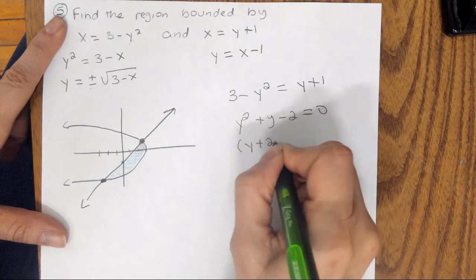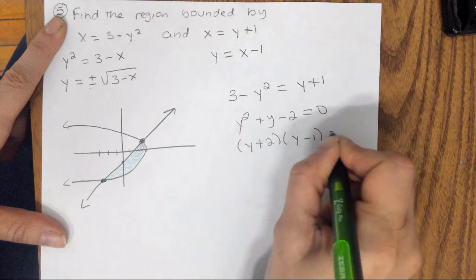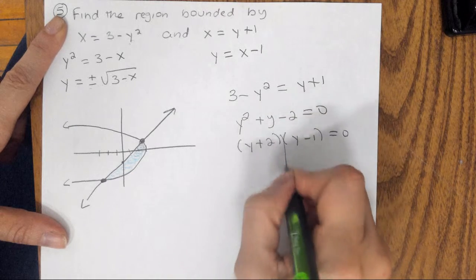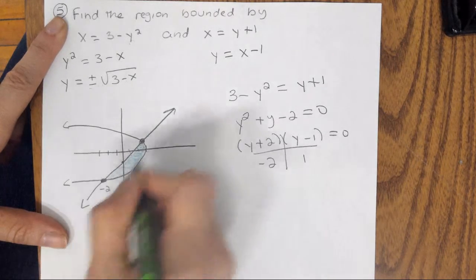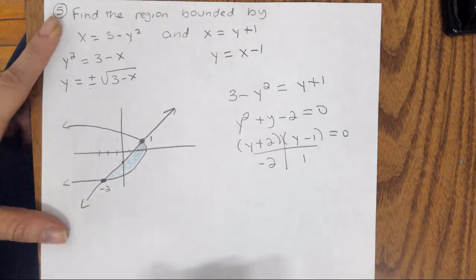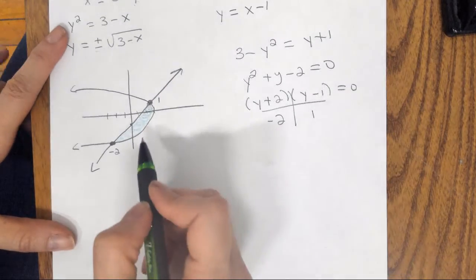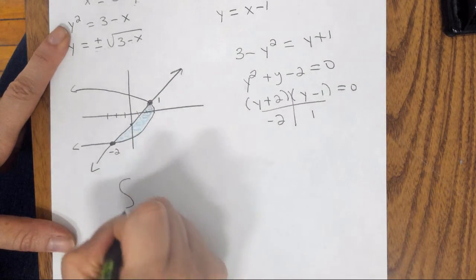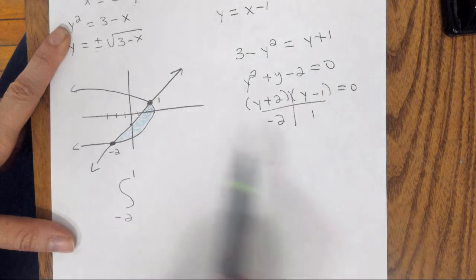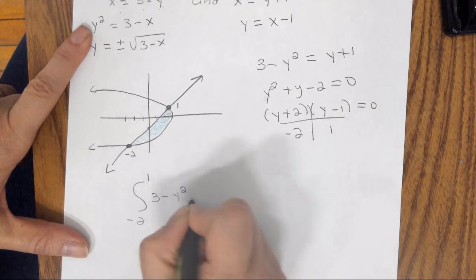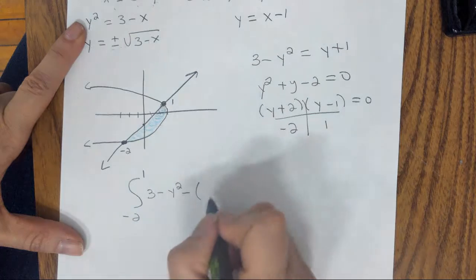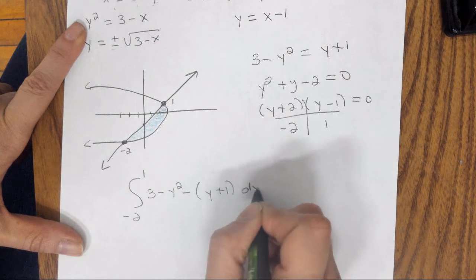And I could factor this to y plus 2 times y minus 1 equals 0. And so my points are negative 2 and positive 1. So this must be where y is negative 2, and this is where y is positive 1. So since it's this area with respect to y, so from negative 2 to 1, remember it's right minus left. So further to the right of this area is my curve, which is this formula here, 3 minus y squared, minus my line of y plus 1 dy.